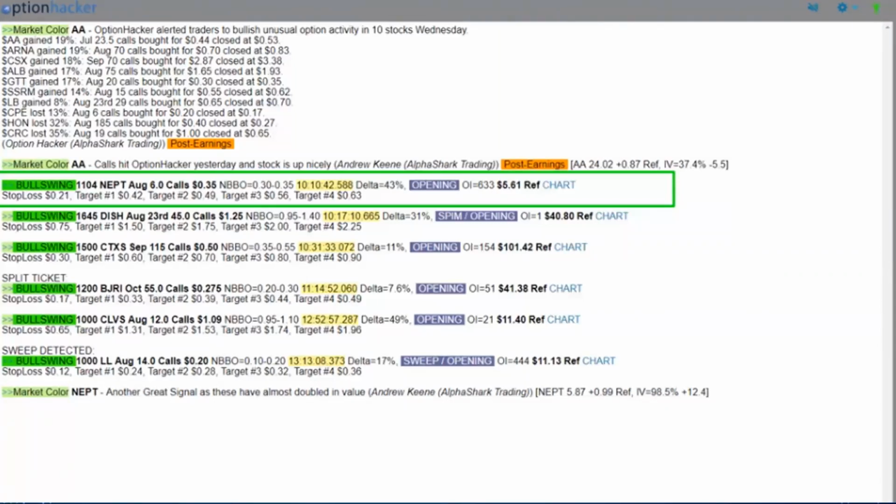So this is exactly what the interface looks like. We'll dissect a little bit what each of these individual data points within all of the different alerts actually mean, but this is exactly what it looks like when you log into it. It runs automatically.